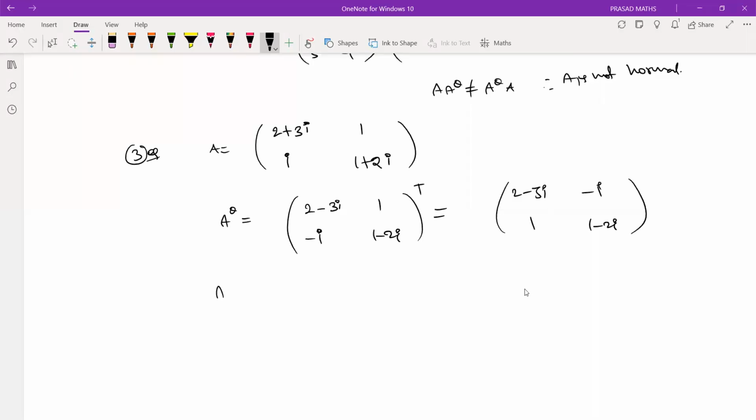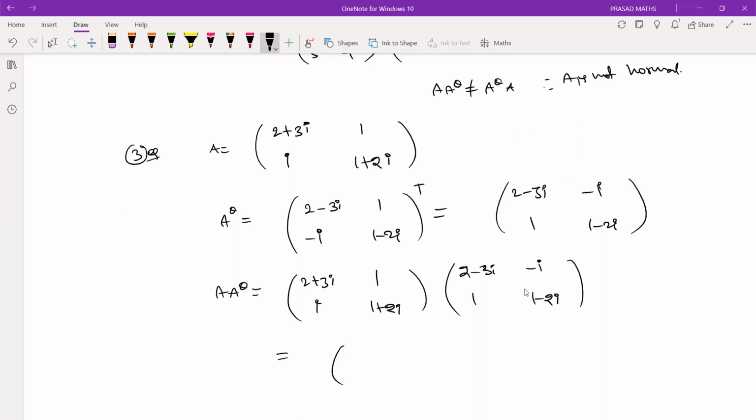Right? Therefore, now we compute A into A theta. This 2 plus 3i, 1 i, 1 plus 2i, times 2 minus 3i, minus i, 1 minus 2i. Right? So 4 plus 9, 13. This is nothing but z times z bar, that is, modulus of z squared. That means 4 plus 9, 13. 13 plus 1, 14.